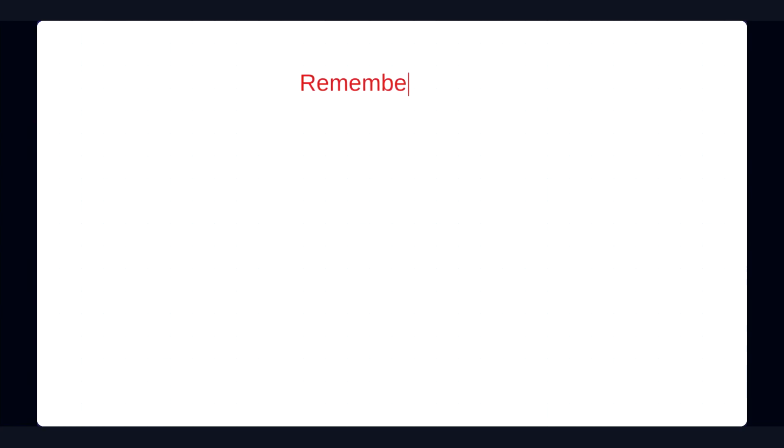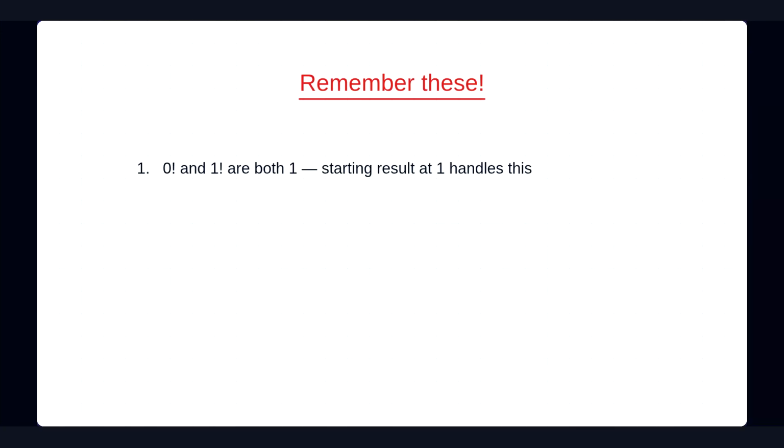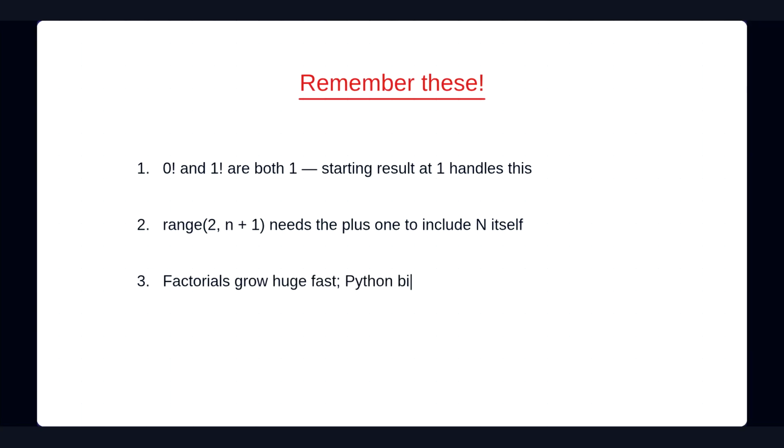Keep 3 things in mind. Both 0 factorial and 1 factorial equal 1, and starting the result at 1 gives that for free. The range must go to n plus 1 so that n itself is included. Factorials explode in size, so in many languages they overflow, though Python handles big numbers gracefully.